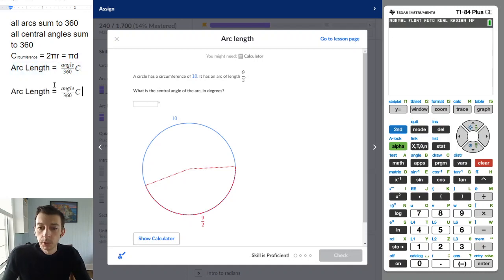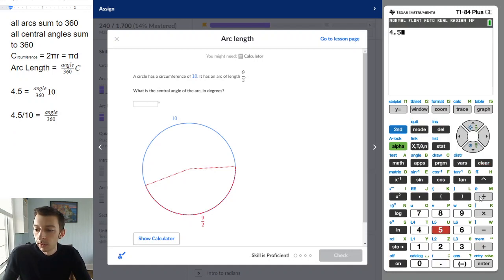So I'll just take my formula and start plugging some stuff in. I know that my arc length is 9/2, which is 4.5. I know that my circumference is 10. So I have to solve this equation. The first thing that I'll do is I'll divide both sides by 10. So 4.5 divided by 10 is equal to the other side divided by 10. Now 10 divided by 10 is 1, so I am left with just the angle divided by 360.